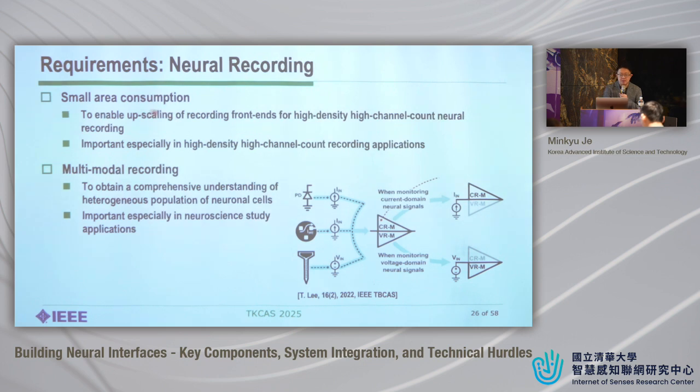Okay, so far what I mentioned are the important requirements and challenges many people have already worked on to address, but these are more recent challenges and requirements, I would say. So small area consumption, right? Because now quite a few companies are working toward the scalable brain-machine interface. So we really have to increase the number of electrodes drastically, right?